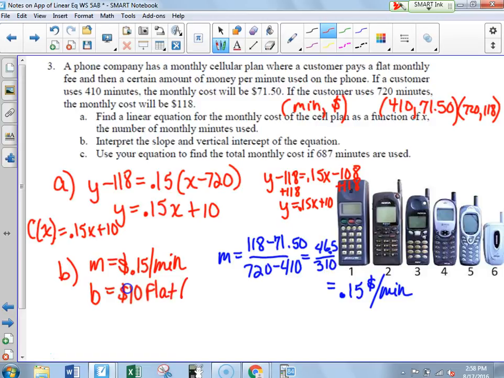When you are confused and it doesn't say up there flat fee, it's always the value at which x is 0, right? It's always the value when x is 0. So if we never used our phone, that's what we would have to pay. They called it a flat fee, but you might not know that for some other question. All right, find the cost at 687. Can you plug in that value?